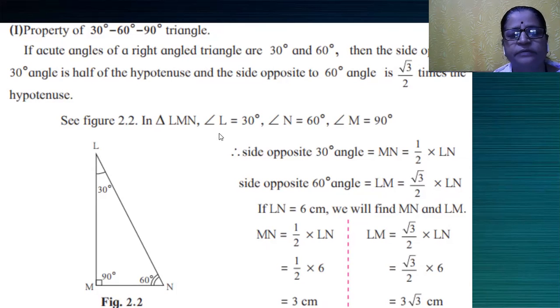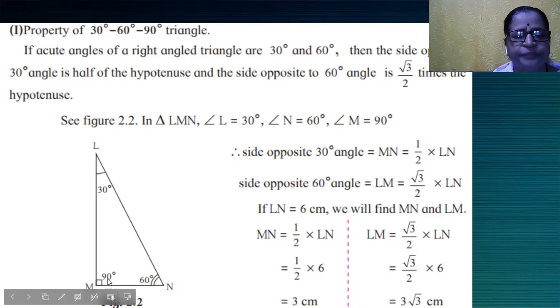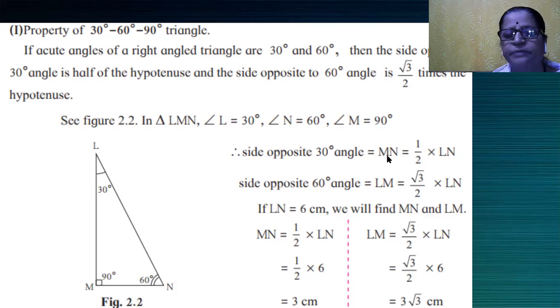Here the angles are given: angle L is 30 degrees, N is 60 degrees and M is 90 degrees. Then the side opposite to the 30 degree angle is side MN. So MN is equal to half into the hypotenuse, and the hypotenuse is LN. Next, the side opposite to 60 degrees is LM. So LM is equal to square root 3 divided by 2 into LN.